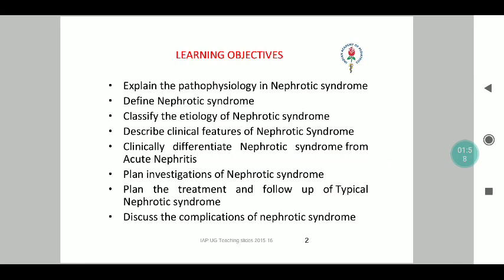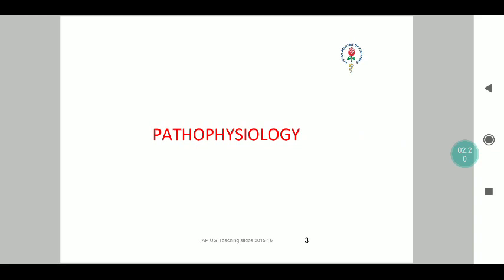So this presentation will cover the pathophysiology of nephrotic syndrome, the definition of nephrotic syndrome, which I have already told, the etiologies, classification, clinical features, how to distinguish nephrotic syndrome from acute nephritis, investigation, and a brief overview about the treatment of a typical first episode of nephrotic syndrome along with whatever complications may arise.